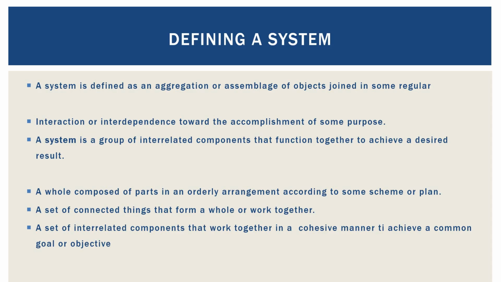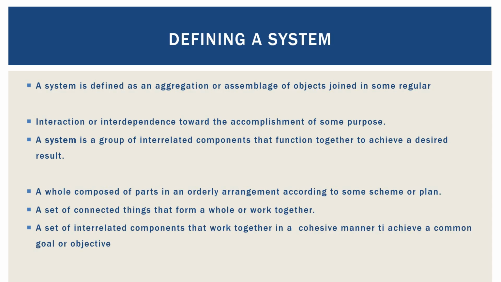Take, for example, a computer system. It's a set of interrelated components. We have the keyboard, the mouse, the network cables, the Wi-Fi, and so on. Those components work together to achieve a particular goal. So any system we're going to look at in this course is a set of interrelated components.